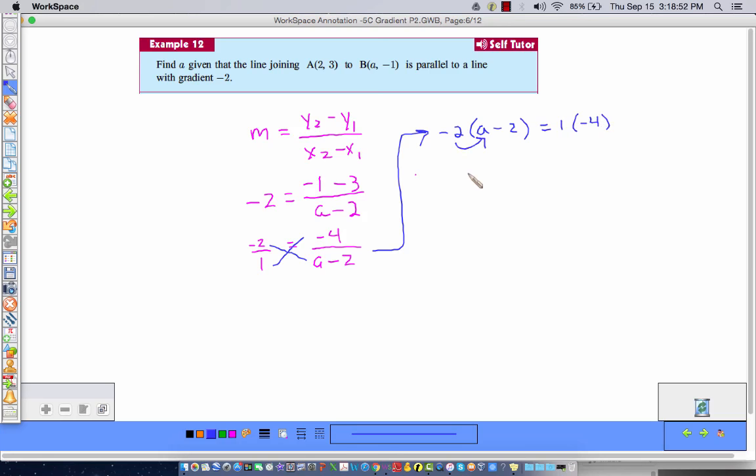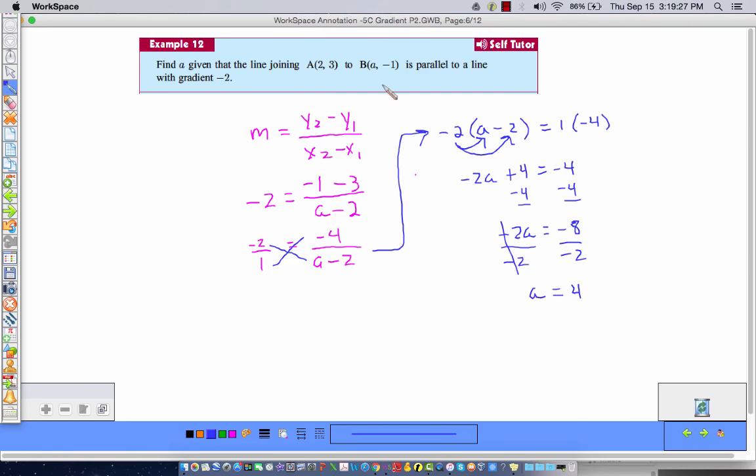So -2 times a is -2a, and -2 times -2 is +4, and that equals 1 times -4, which is -4. And if I subtract 4 from both sides of the equation, I end up with -2a is equal to -8. Divide both sides by -2. The -2's go away. Kapow! I'm left with a, and that's equal to 4. So -8 divided by -2, a equals 4.